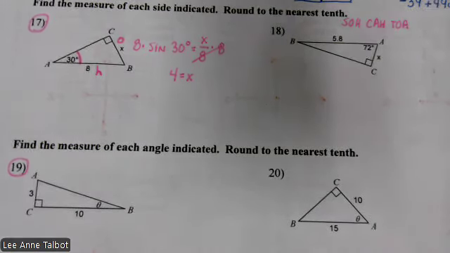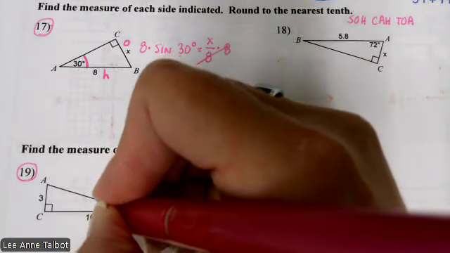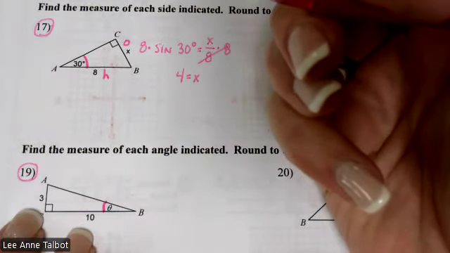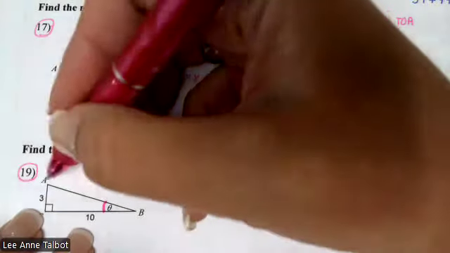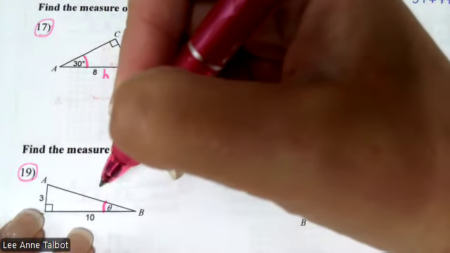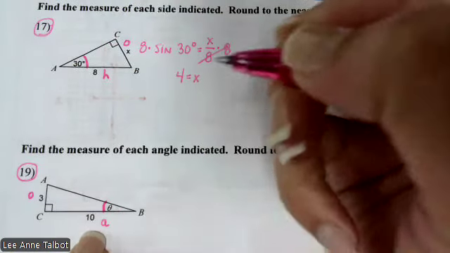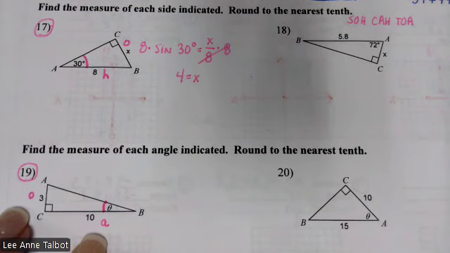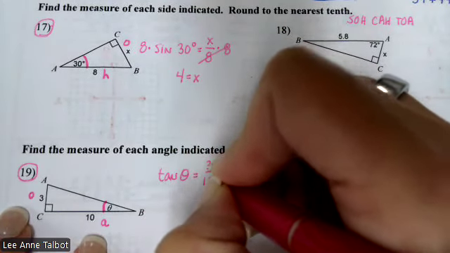Okay, now this guy. First thing I want to mention is that this symbol is called theta. Theta is the variable that we use for an angle. And if I mark the angle theta, the 3 and the 10, I'm going to label those as opposite, adjacent, or hypotenuse. Nothing on the hypotenuse. 3 is opposite. 10 is adjacent. So this is TOA, which is tangent. Tangent of theta equals 3 over 10.